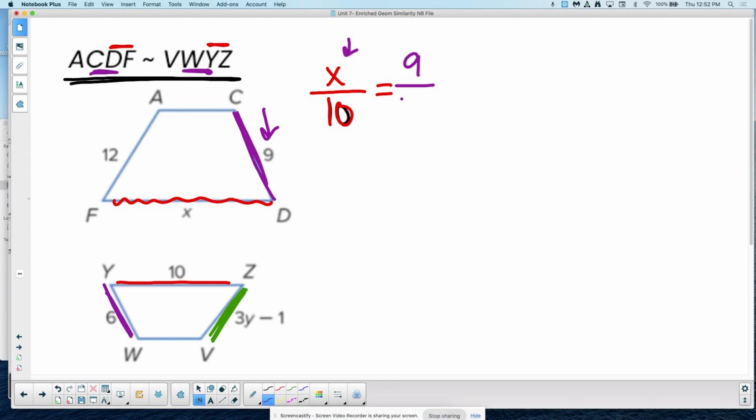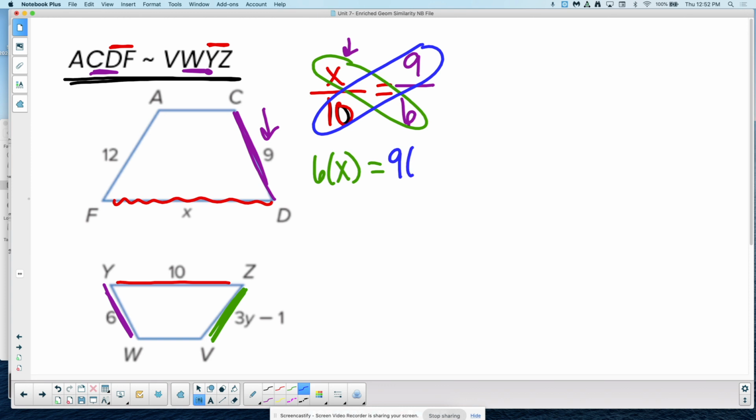So 9 over 6. And now we can cross multiply. If you're kind of confused about what I'm talking about, you maybe learned this in 7th grade, but you cross multiply. So I'm going to take 6 times X and set that equal to 9 times 10. And now we just solve like normal. 6 times x is 6x. 9 times 10 is 90. Divide by 6. We get x is equal to 15.